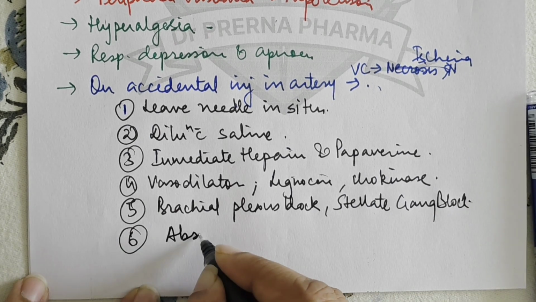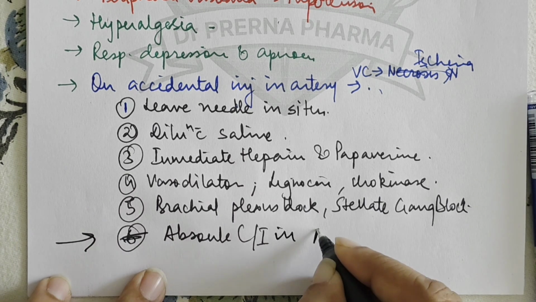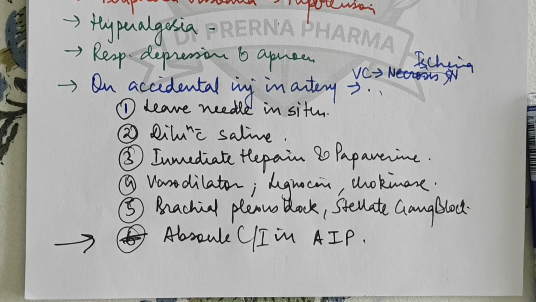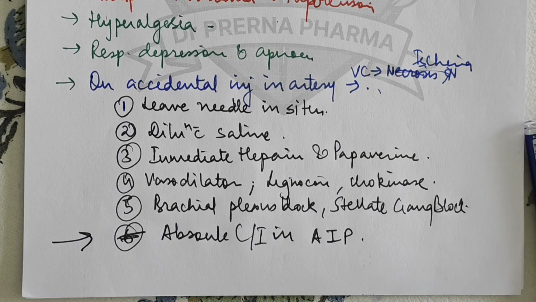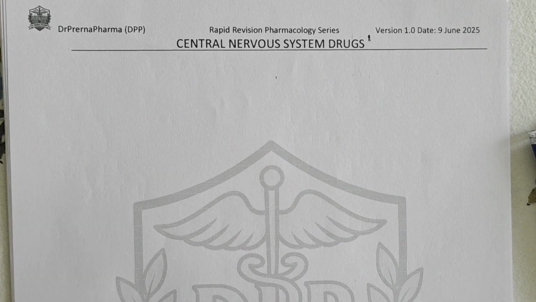Sixth, absolute contraindication in it is not this point, it's a new point, absolute contraindicated in acute intermittent porphyria. So just because barbiturates are contraindicated in acute intermittent porphyria, we cannot give thiopental in this patient, right? So this is about thiopental. Some very important points are there.